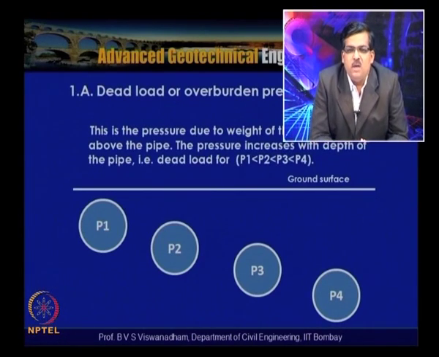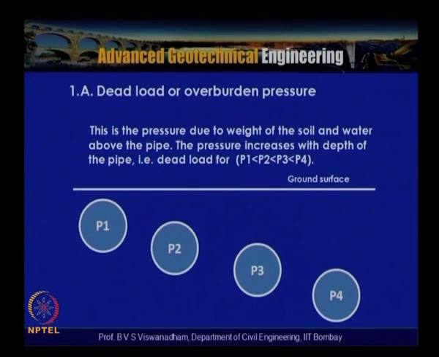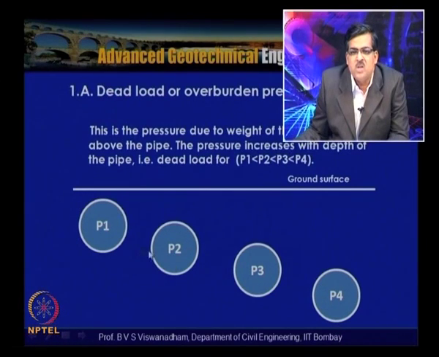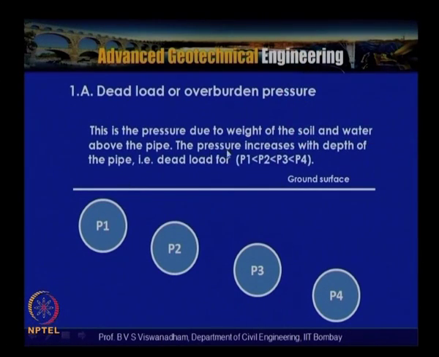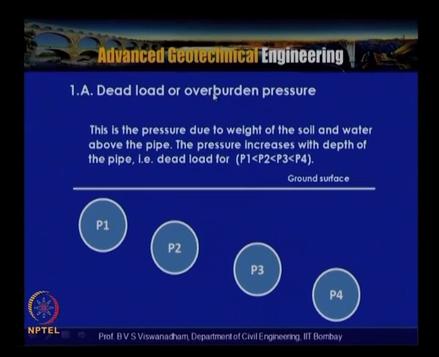So when you have the dead load or overburden pressure, this is the pressure due to the weight of the soil and the water above the pipe. Let us consider 4 different pipes placed at different levels. The pressure increases with the depth of the pipe, that is, the dead load P1 is less than P2, P2 is less than P3, and P3 is less than P4. So this is due to the dead load or overburden pressure.